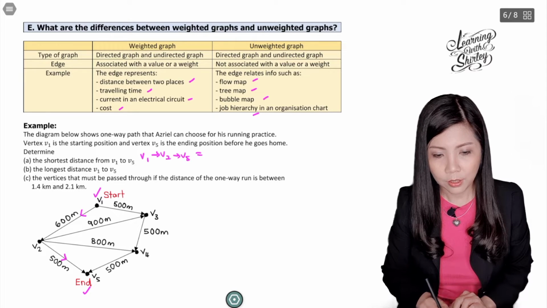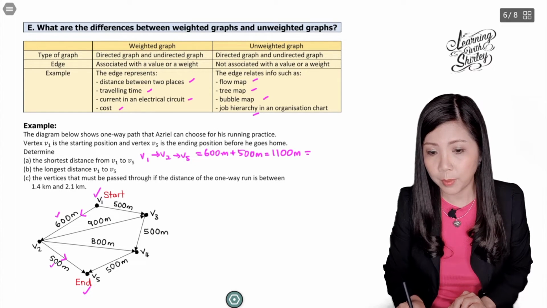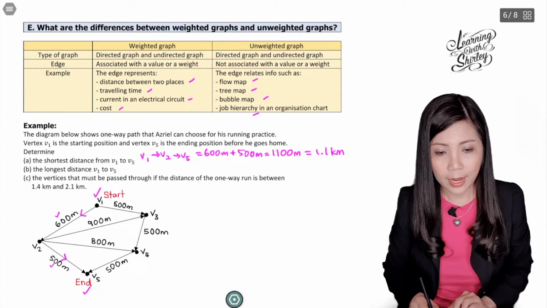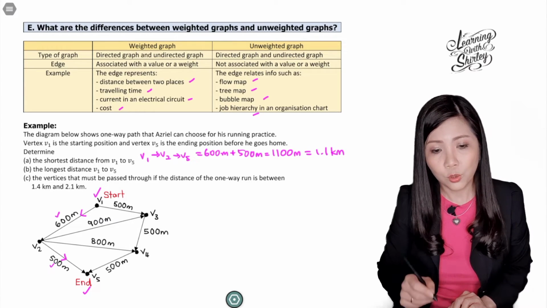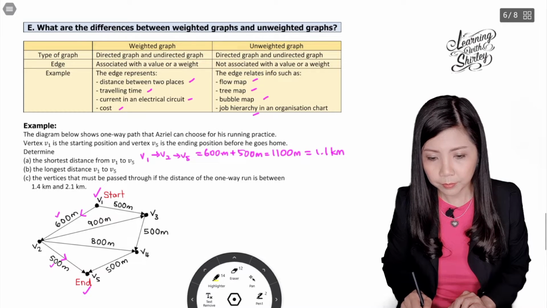Okay, so let's calculate this. 600 meters plus 500 meters, so we'll get 1,100 meters. And then we convert to kilometers, becomes 1.1 kilometers. Okay, next B, find the longest distance, V1 to V5. So you have to try a few routes and see which is the longest distance.